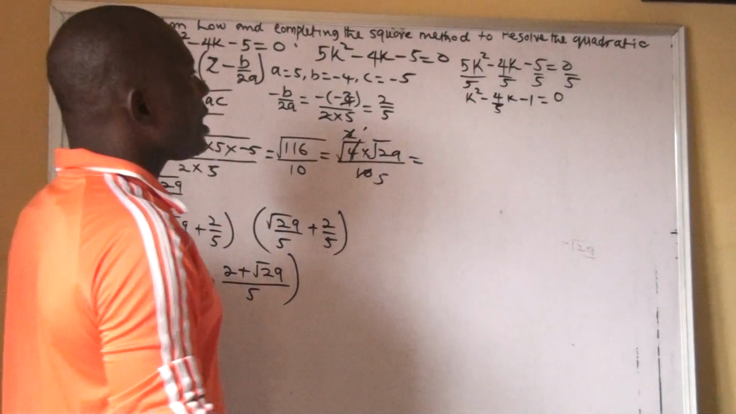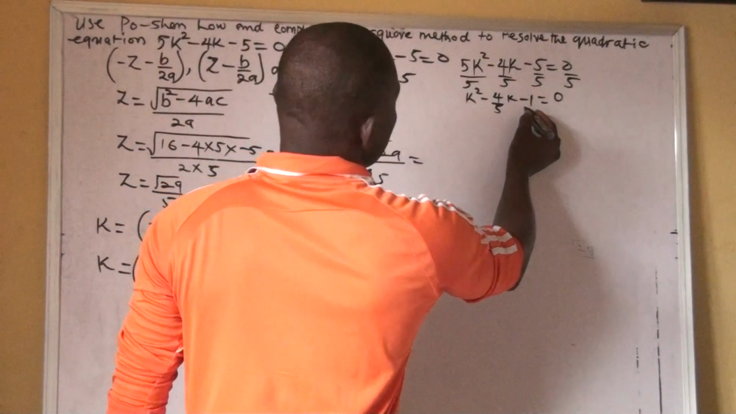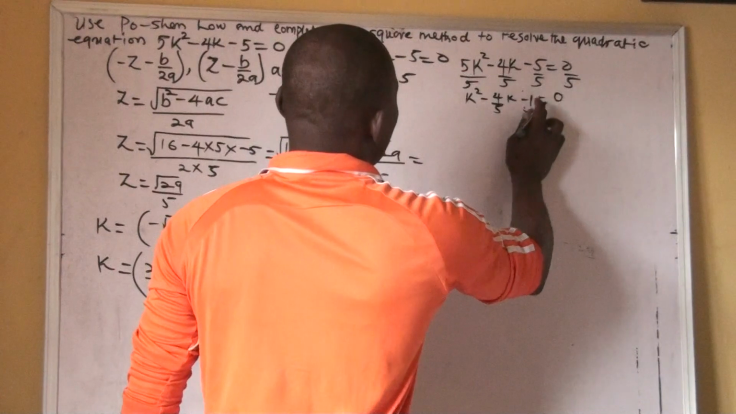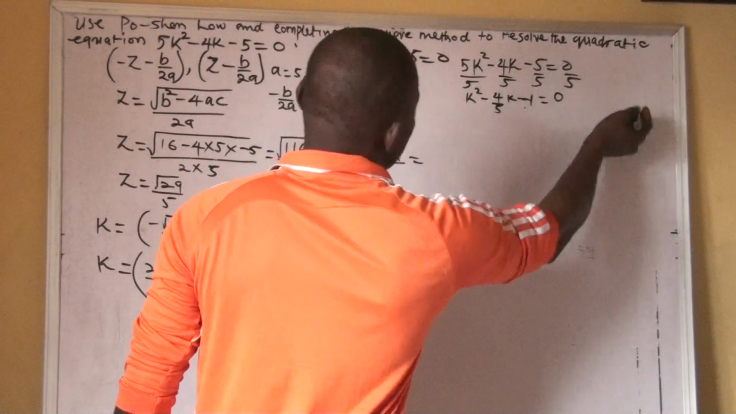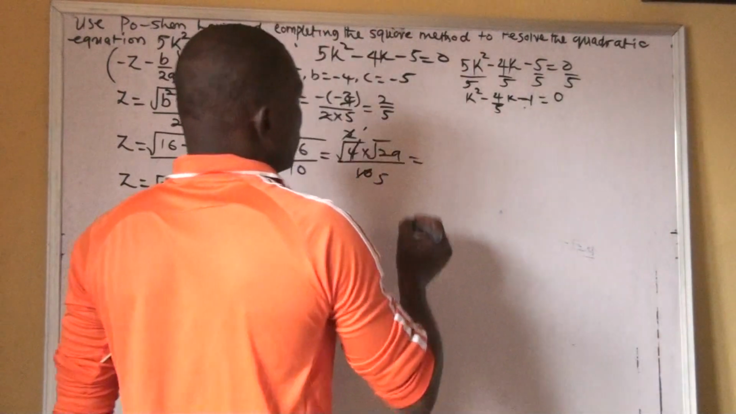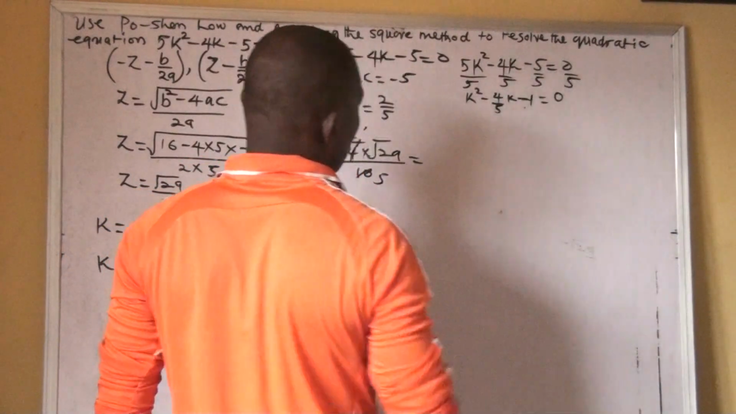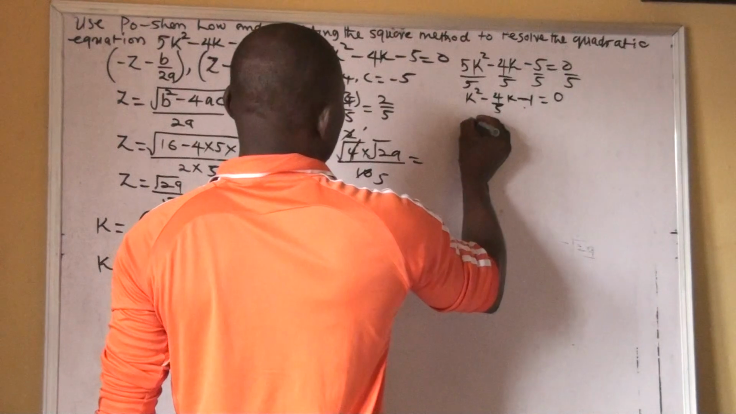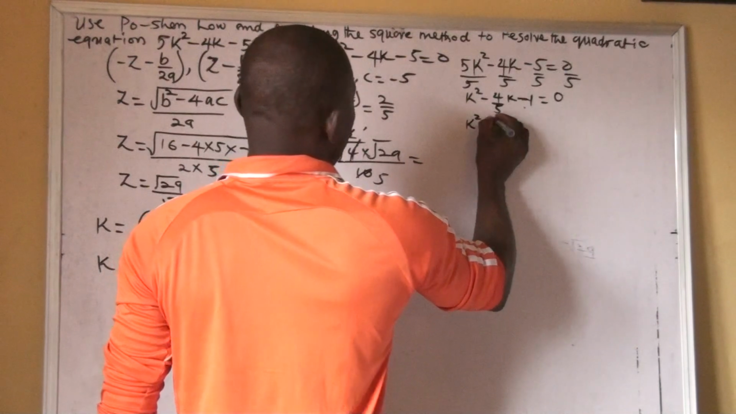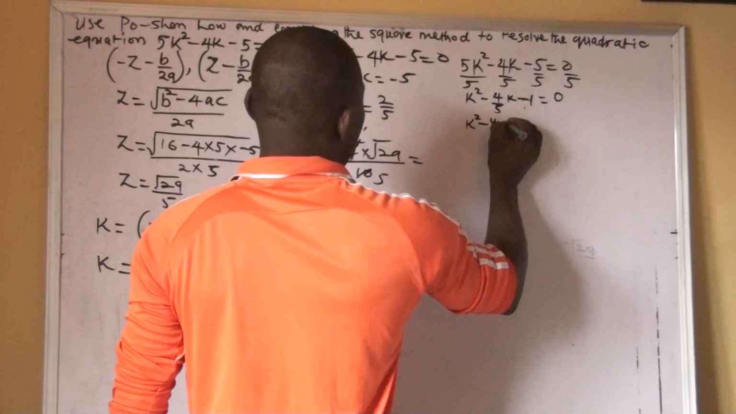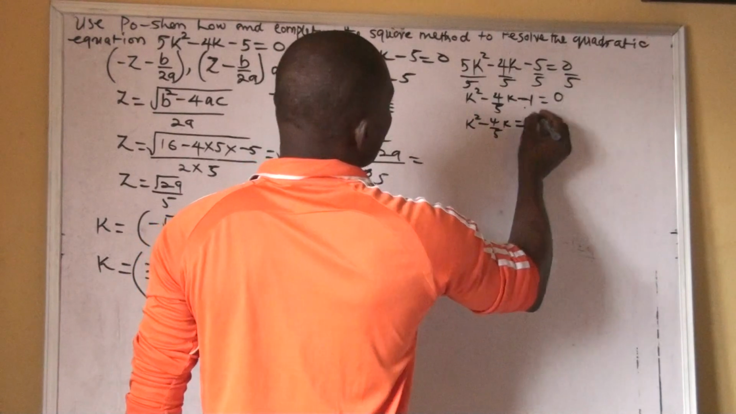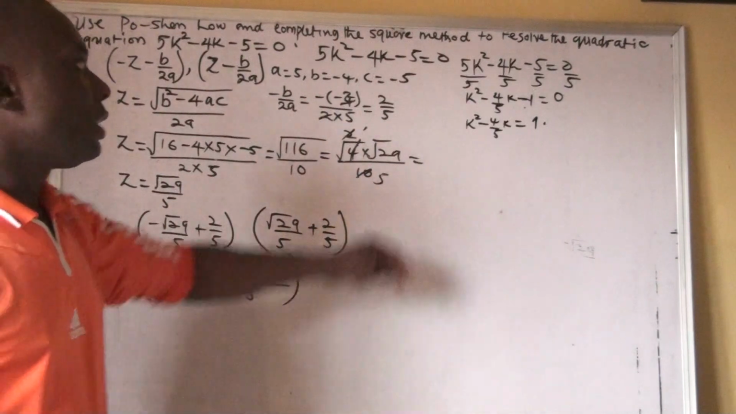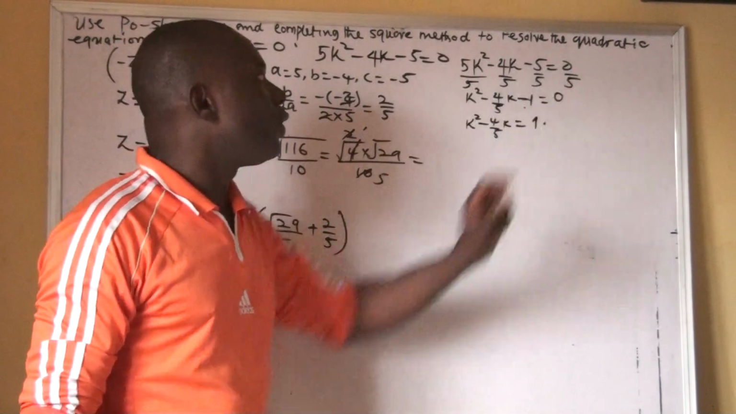Okay, the next step is that we look at the constant here that does not contain the unknown. We move it to the right hand side. Here is minus 1. As it crosses to the other side, it becomes positive. So here we say k squared minus 4 over 5 k is equal to 0 plus 1, and eventually becomes 1. That's step 2. We ensure that the constant term is moved to the right hand side.